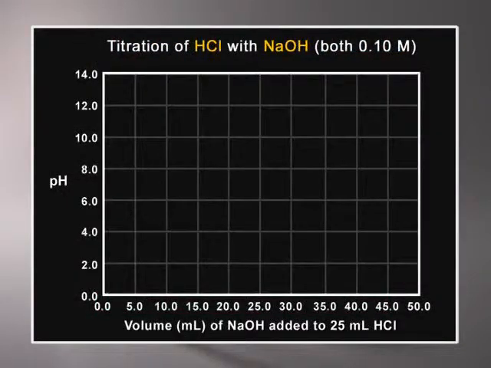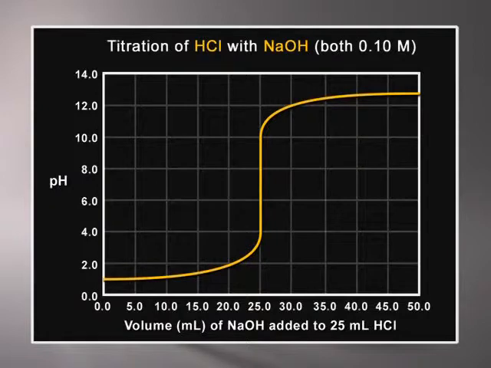We can graph these results to obtain what is called a titration curve. The titration curve for titrating 10th molar HCl with 10th molar sodium hydroxide would look like this. Although we have prepared this curve for the specific example of titrating 10th molar HCl with 10th molar NaOH, its shape nicely reflects what happens when you titrate any strong acid with any strong base.